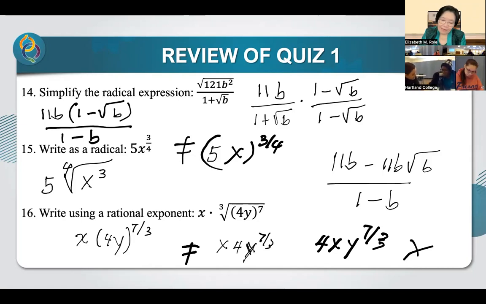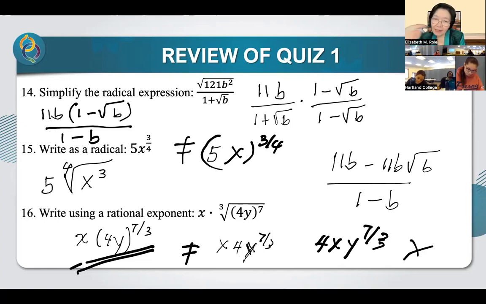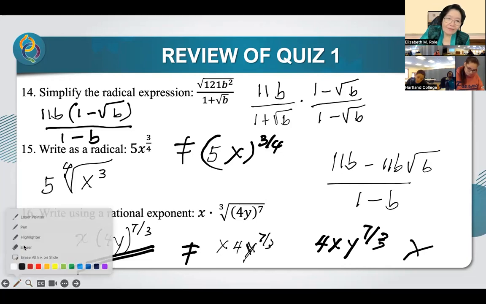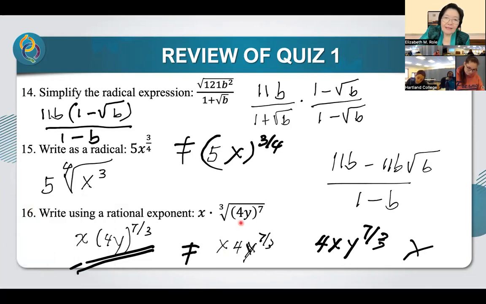So this is now the final answer: x times the quantity 4y raised to the 7/3. So the 4 is included, because the whole 4y is raised to the 7/3.